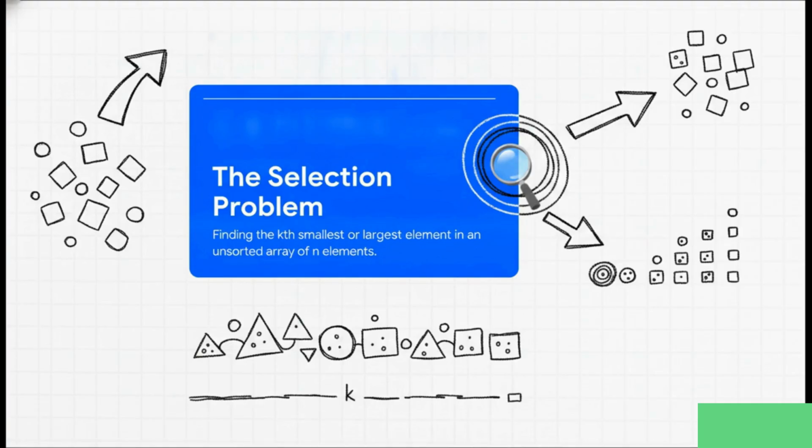Just imagine you've got this massive, totally unsorted database of 1 million user scores, and you just want to find the 10th largest score. Or maybe you want to find the exact median. How do you actually pull that off efficiently?